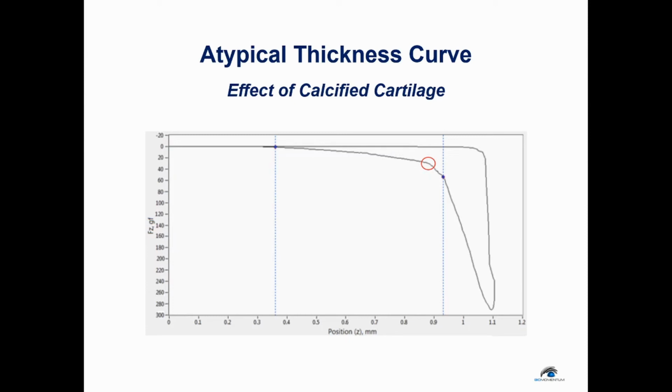In this case, there will be 2 points of inflection. The first increase in force can be interpreted as the location of the tide mark, which is circled in red, and should be excluded from the analysis. The second inflection point, circled in green, represents the correct position of the subchondral bone as there is a steeper increase in the absolute value of the force.